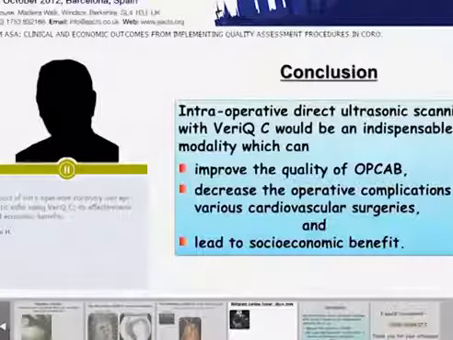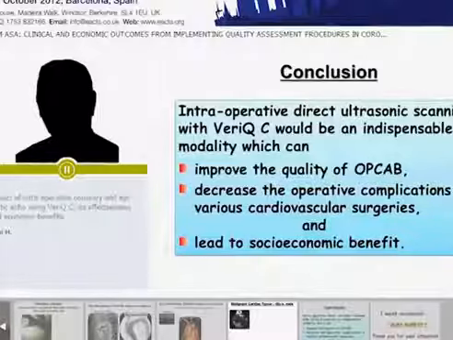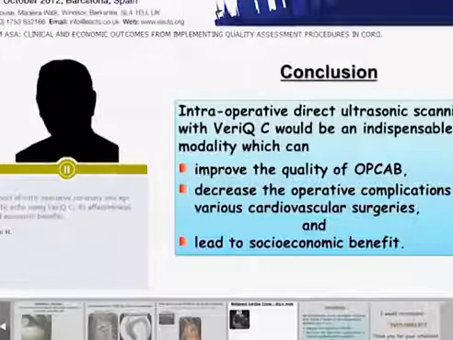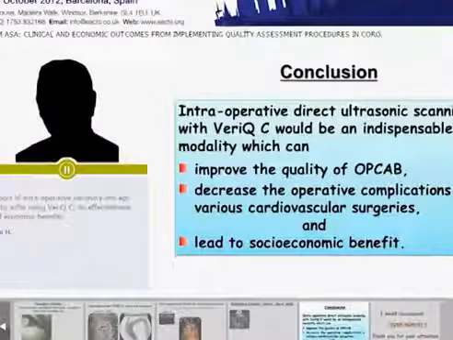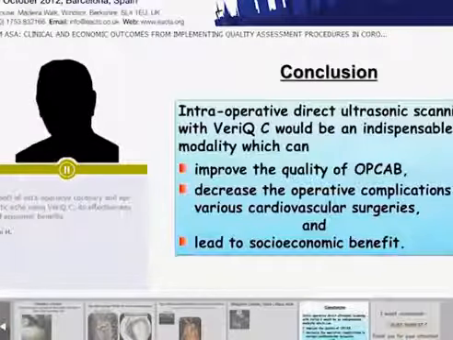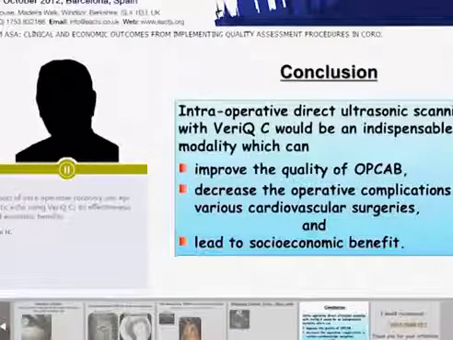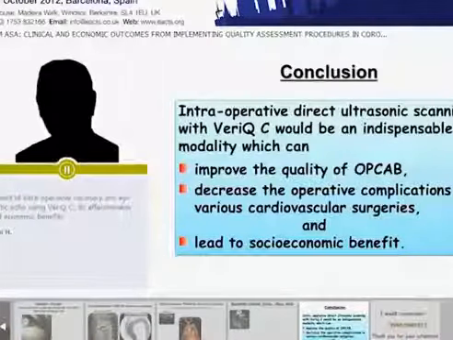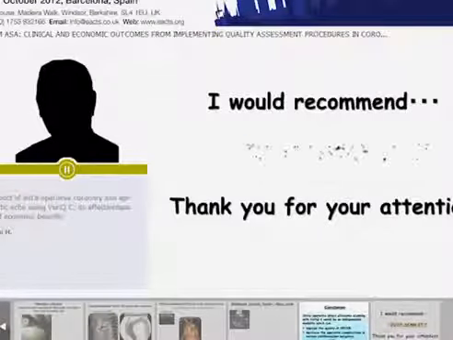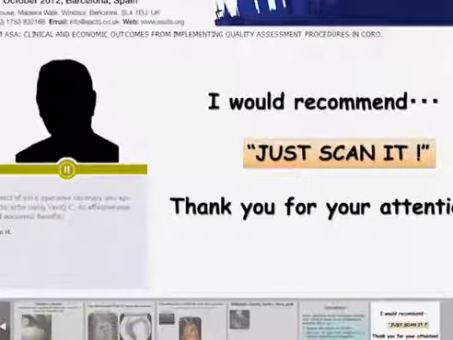Okay. So in conclusion, intraoperative direct ultrasonic scanning with VQC would be an indispensable modality which can improve the quality of OPCAB, decrease operative complications in various cardiovascular surgeries, and lead to socio-economic benefit. So I would recommend just scan it. Thank you.